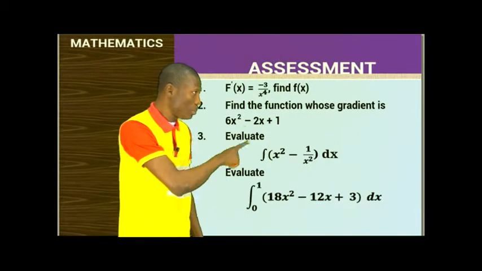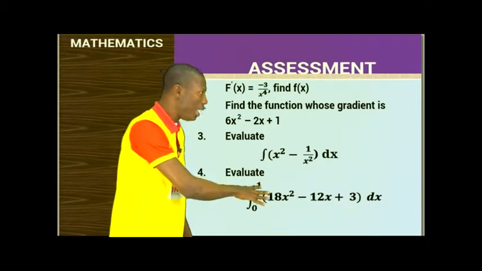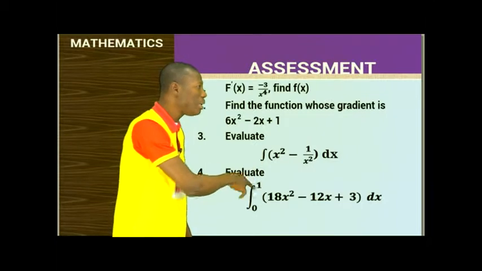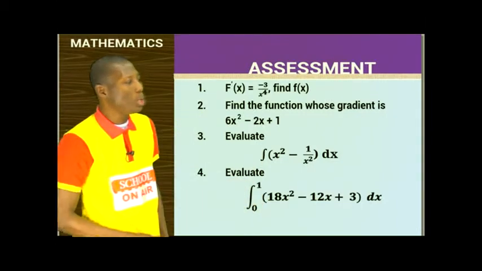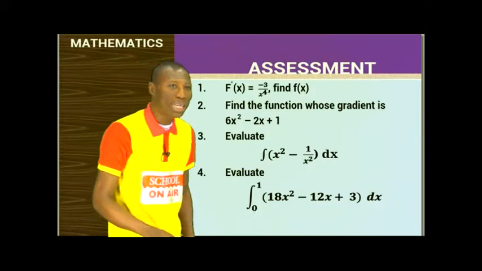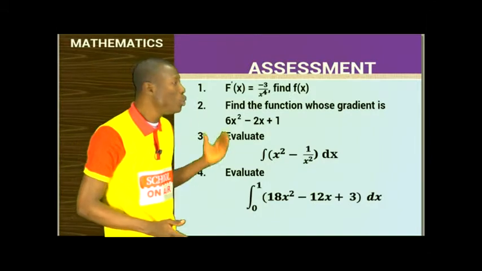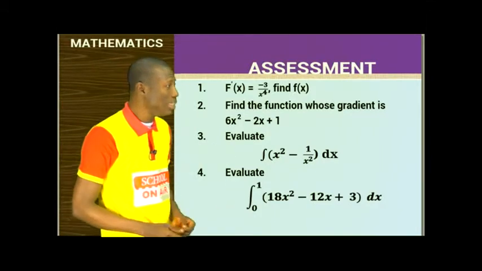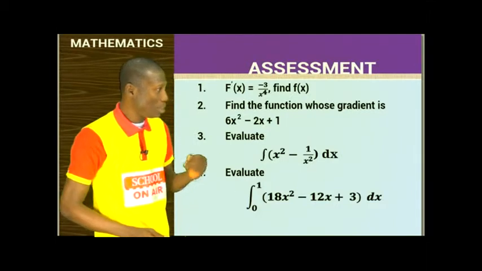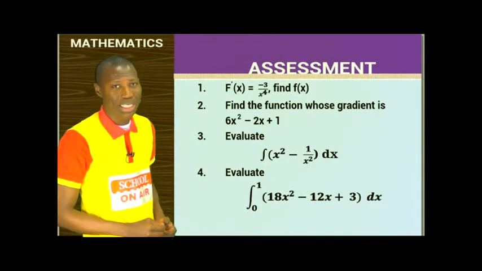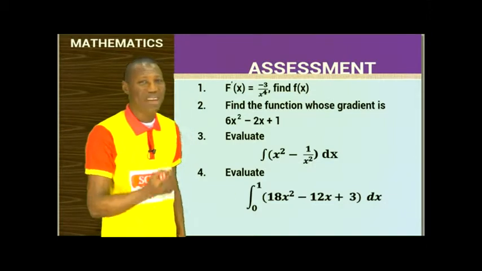Then evaluate the integral from 0 to 1 of 18x squared minus 12x plus 3. And don't forget, I said something about definite and indefinite. If you look at all these questions, number 1 is indefinite, number 2 is indefinite, number 3 is indefinite, it's only number 4 that is definite. So in this number 4, I expect to get a definite answer.